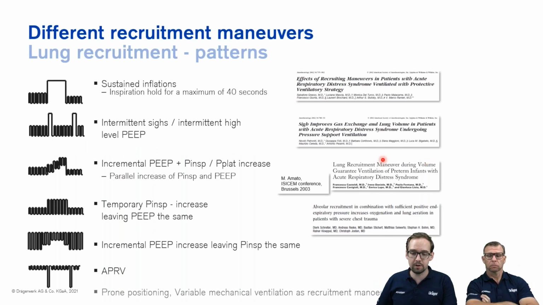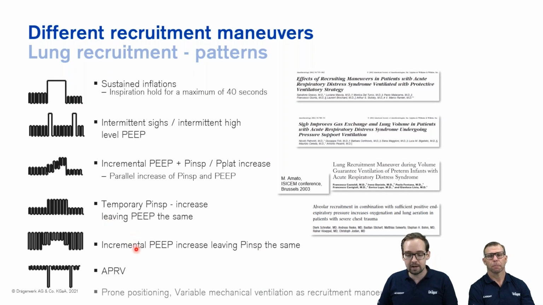When we think about lung recruitment, we can look at sustained inflation. One typical example could be this 40x40 maneuver. We can look at intermittent sighs or even intermittent increases in PEEP. What we can do is incremental or decremental PEEP trials, so we are increasing inspiratory pressure and PEEP in parallel, keeping the driving pressure constant. We can also just increase the inspiratory pressure, leaving the PEEP the same, or vice versa: we are leaving the inspiratory pressure the same and increasing PEEP. And of course, all possible variations and combinations of everything that I've just mentioned to you.